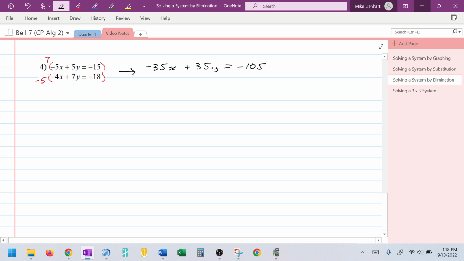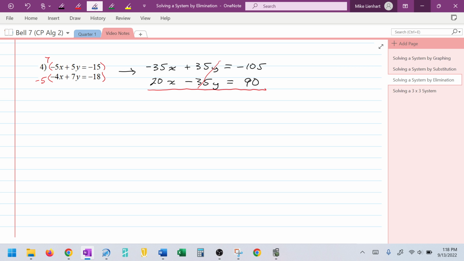On the bottom, negative 5 times negative 4x is 20x. Negative 5 times 7y would be negative 35y equals, notice how those y's are opposites of each other. And then we have negative 5 times negative 18, which would be a positive 90. I'm ready to smash because those y's are opposites. I'm left with negative 15x is equal to negative 15.